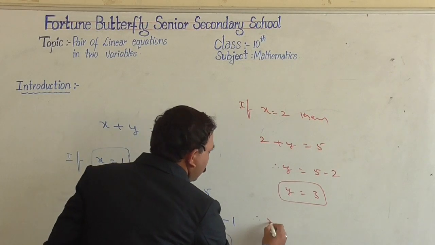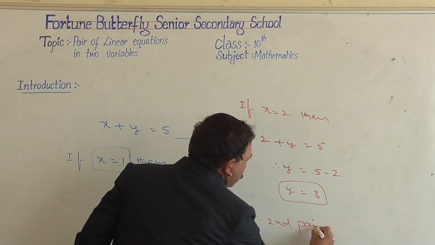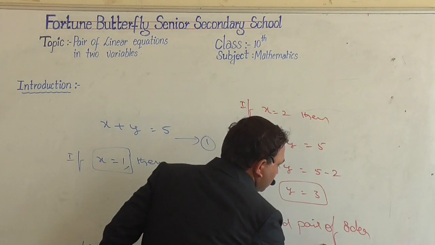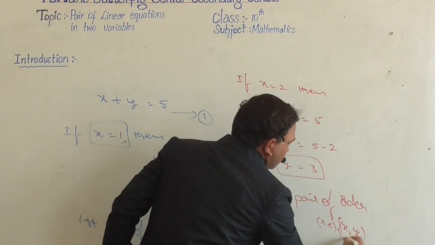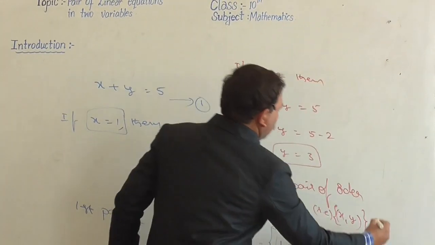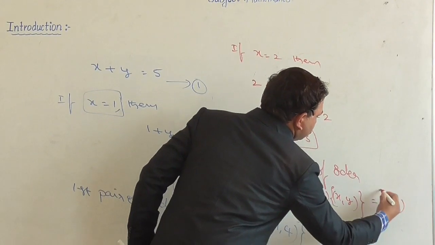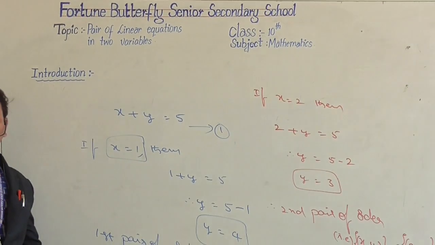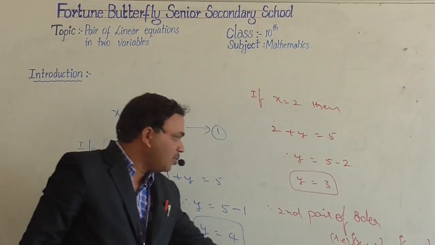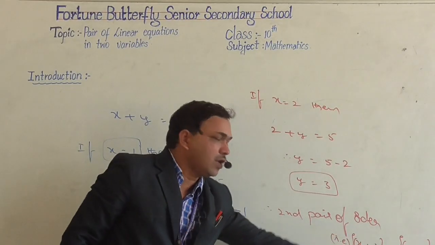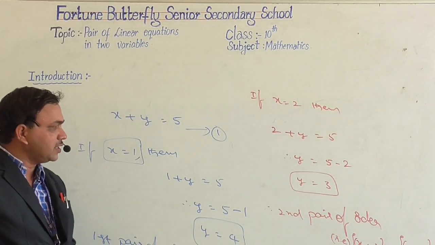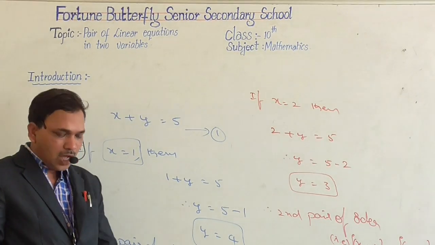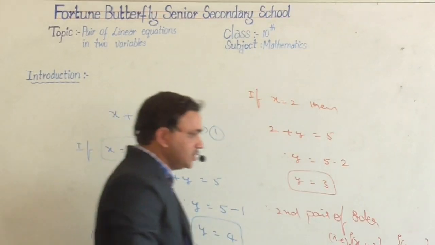So this is the second pair of order. That is x comma y is equal to 2 comma 3. Now we have the two pairs of orders. The first pair of order is 1 comma 4 and the second pair of order is 2 comma 3. So with these two pairs of orders, we can see how to use them in the graphical representation.